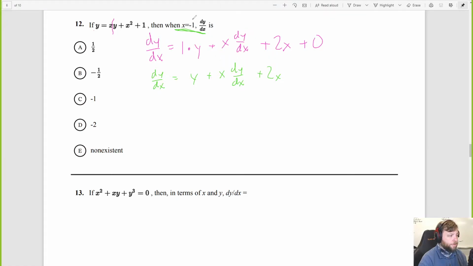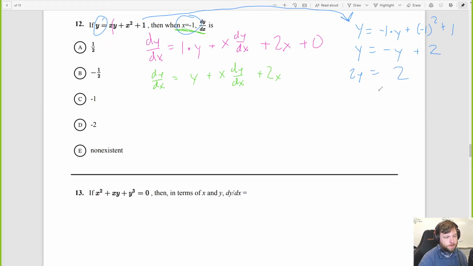But let's say I want to figure out my y. I'm actually going to plug in that -1 to this equation, kind of a sidebar right here. So your y equals -1 times y plus -1 squared plus 1. So I got y equals -y plus 2. Add a y to both sides. Divide by 2. y equals 1. Okay, so if that's -1, that's +1.